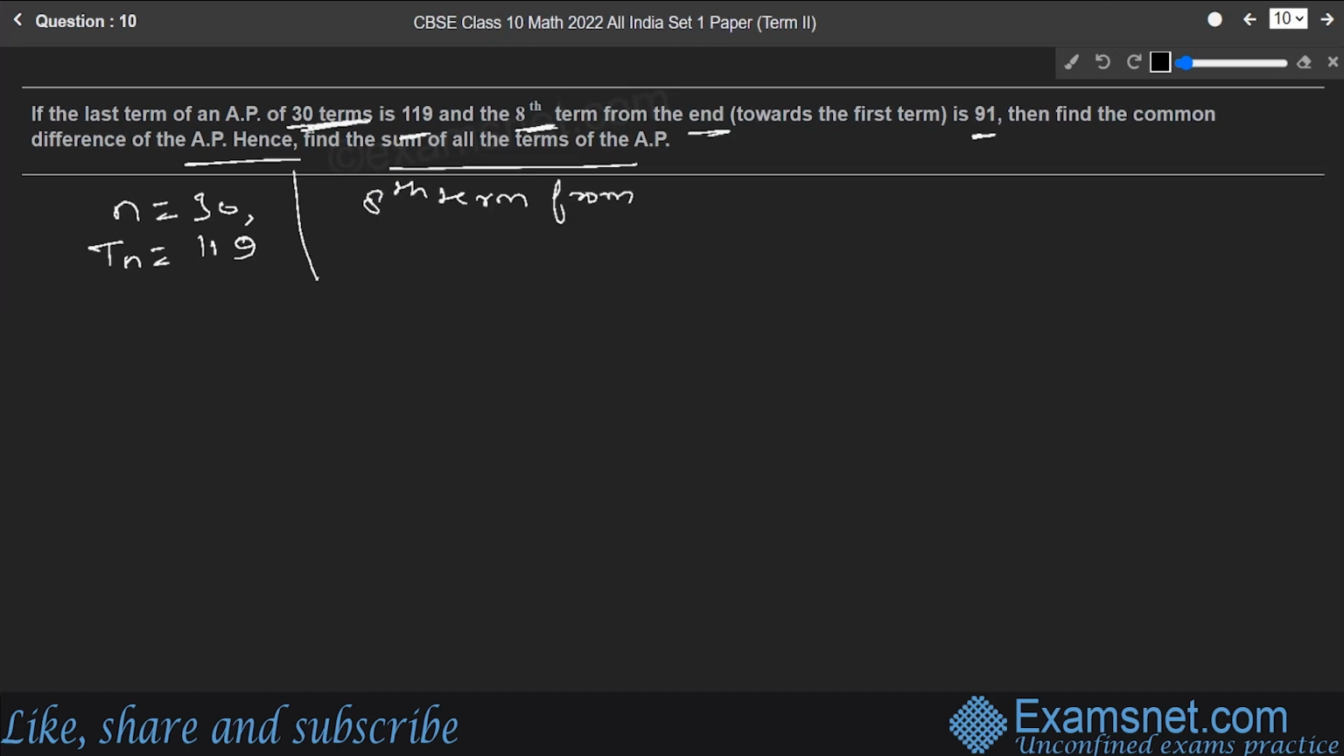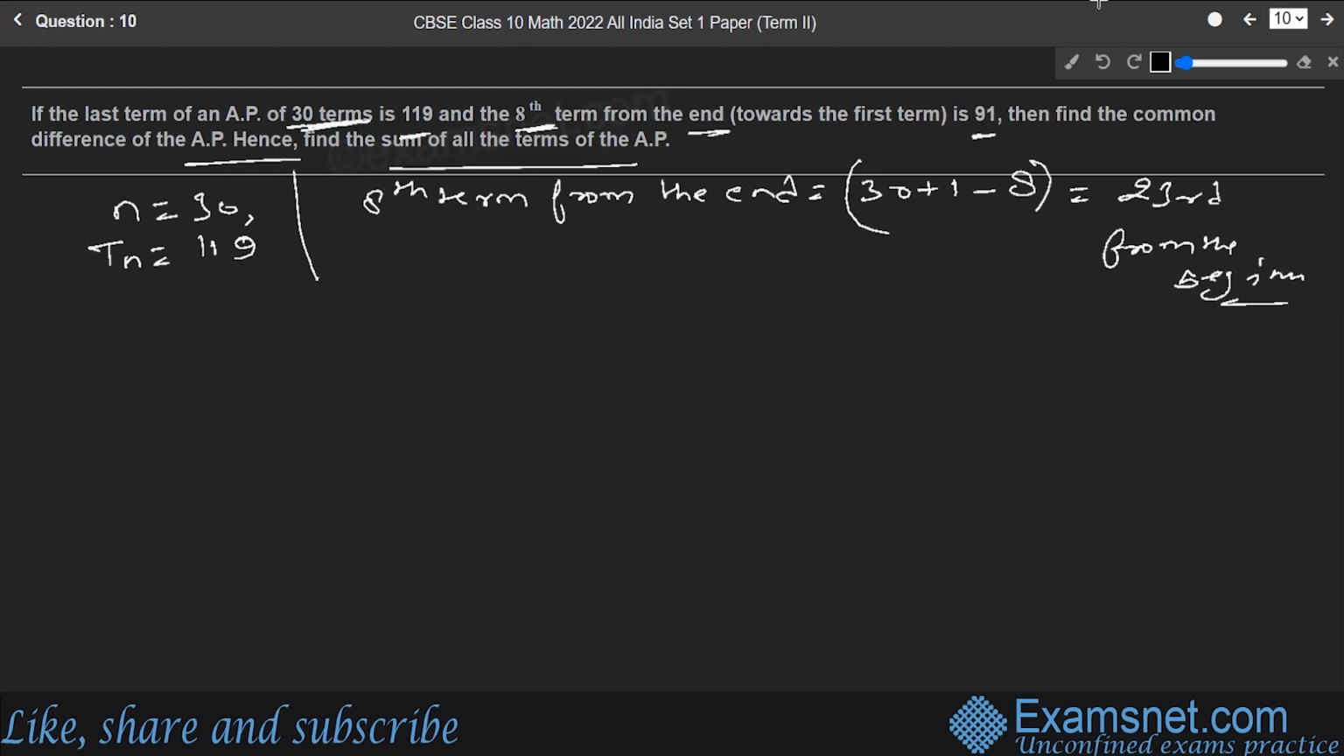If you want to know the eighth term from the end, what will be its position from the beginning? There are 30 terms, so the eighth term from the end will hold the position 30 plus 1 minus 8, which is nothing but 31 minus 8, the 23rd term from the beginning.